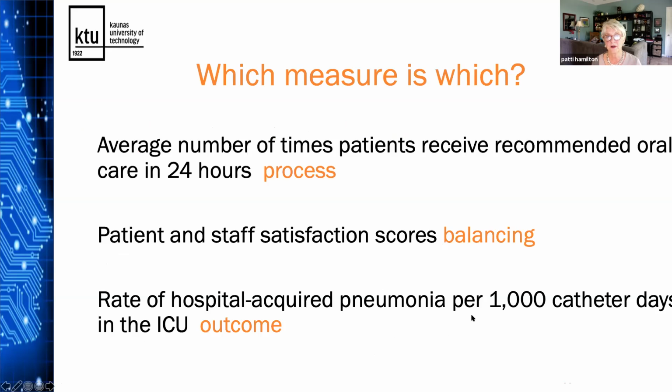The average number of times patients receive the recommended oral care within 24 hours would be a process measure. Patient and staff satisfaction scores, a balancing measure. And the rate of acquired infection, that should be acquired infection per 1,000 catheter days in ICU, that's an outcome measure.